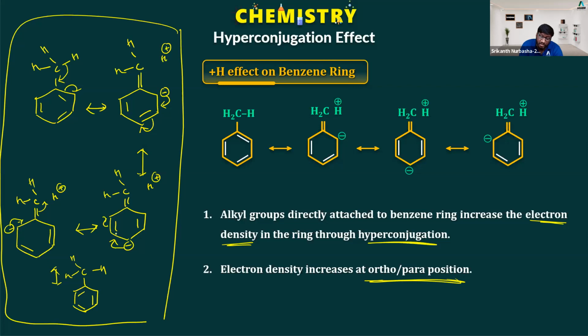I have written the resonating structure. You can see that at ortho and at para you will have a negative charge. So in toluene also, CH3 is an electron donating group. CH3 is an electron donating group by inductive effect, plus I group, as well as by hyperconjugation, that is, plus H effect. Because of hyperconjugation, electron density is increased at ortho and para positions. So if you do the electrophilic substitution reactions of toluene, the ortho and para positions are going to be attacked by the electrophile.